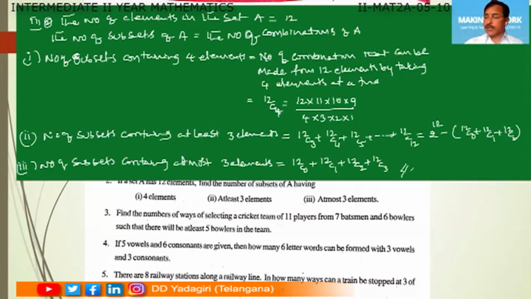Okay. So these are the questions and concepts from the combinations. So you can do the other problems in the exercise. So do it as an assignment. So these are the concepts and problems from the combinations. Okay. Thank you.